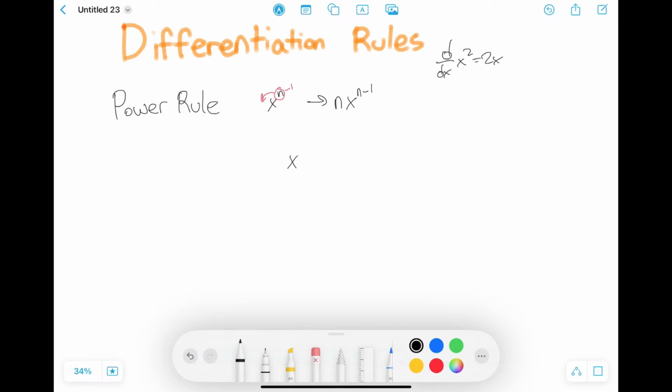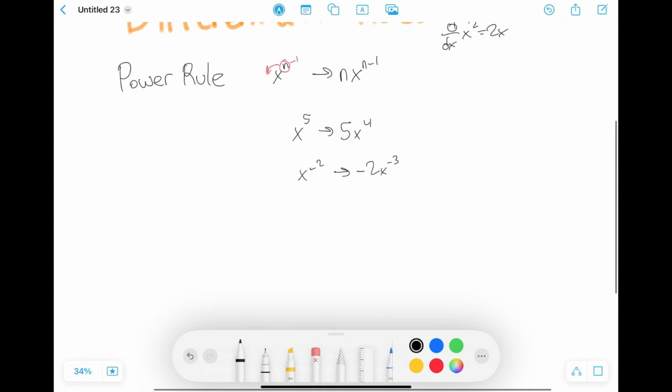For instance, the derivative of x to the 5th is 5x to the 4th, and the derivative of x to the negative 2nd is going to be negative 2x to the negative 3. So it works with both positive and negative numbers. Then, after the power rule, we have, I guess, our exponentials and our logarithmics.